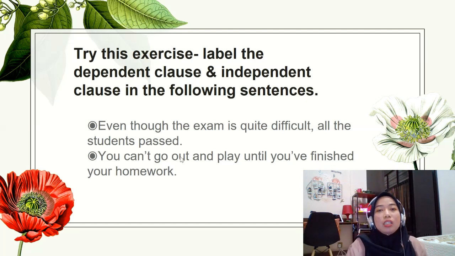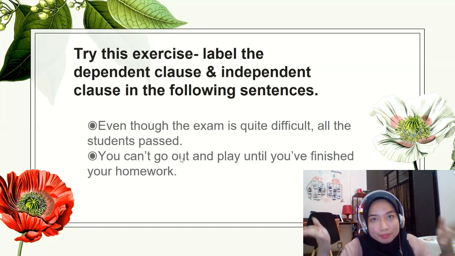Label the dependent clause and independent clause in the following sentence. Let's try and do the first one only. Even though the exam is quite difficult, all of the students passed. Can you tell me where is the independent clause, where is the dependent clause, and also where is the subordinate conjunction? Can you just please pause this video and try to do this exercise by yourself?